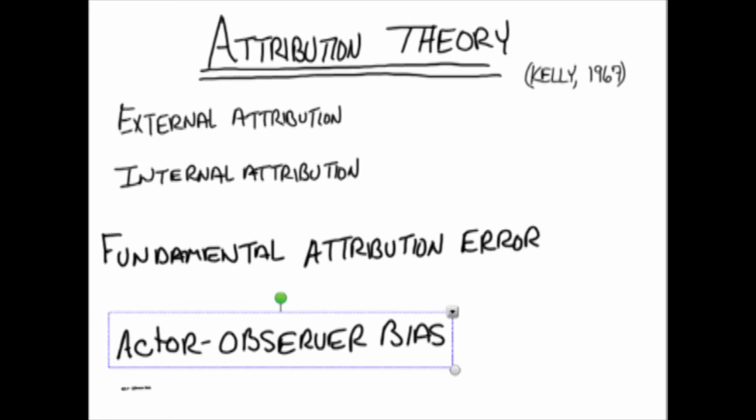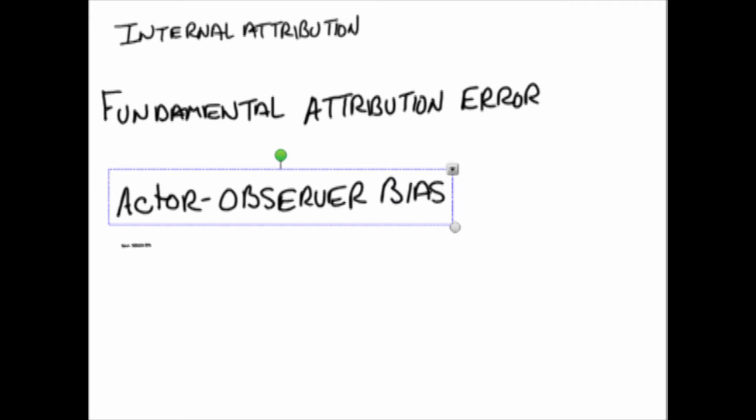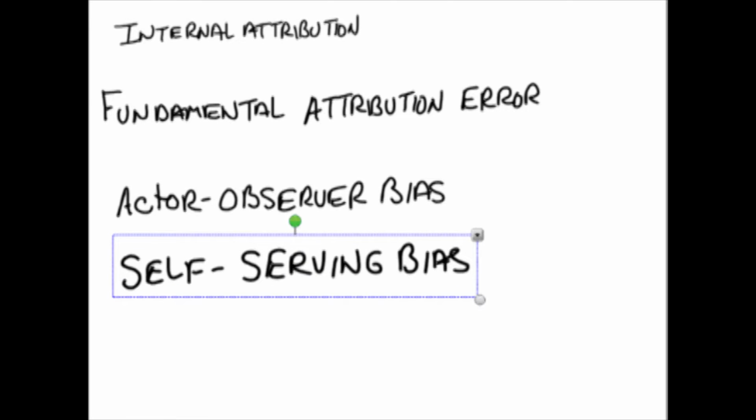And we have names for this. One is actor-observer bias. In actor-observer bias, we're attributing our own behavior to external sources. And then there's self-serving bias, where we have a tendency to use internal attribution for positive outcomes and external attributions for negative outcomes. So we're never to blame. So let me repeat that. Self-serving bias is the tendency to use internal attributions for positive outcomes or outcomes that we like, and external attributions for negative outcomes or those that we do not like.